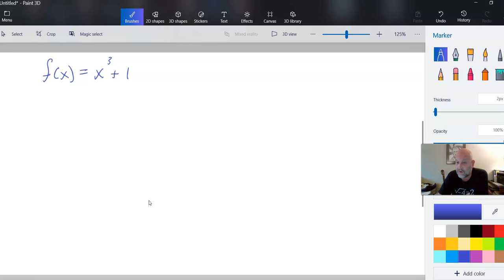And so at some point you're going to have to undo that cube. And the only way to undo a cube is to use a cube root. So your answer, your inverse function, should have some kind of a cube root in it. Otherwise, you wouldn't be able to undo that cube.